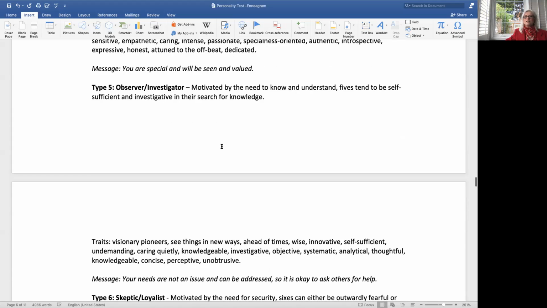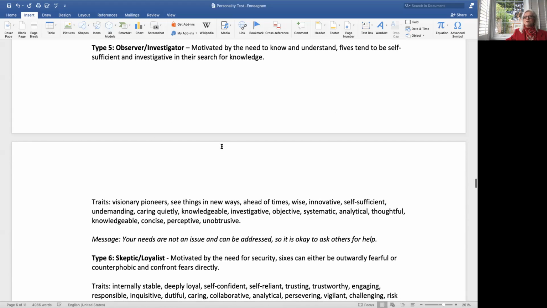Now, type 5 is the observer investigator, and the observer investigator is motivated by the need to know and understand. And fives tend to be very self-sufficient and investigative in their search for knowledge and understanding. So an observer investigator in a team can be really valuable because that's the research arm. That's the person that's really going to dig into something, make sure they know it and understand it before they assimilate it and share their findings.